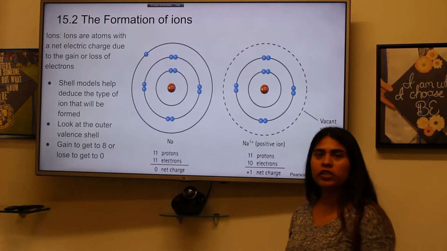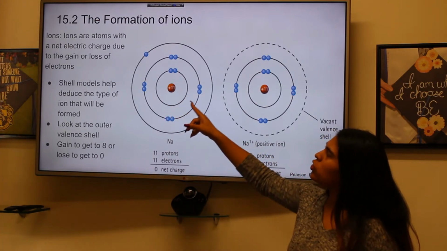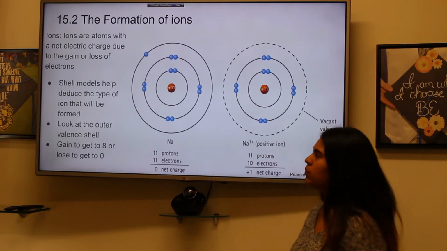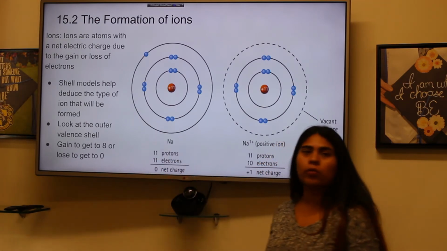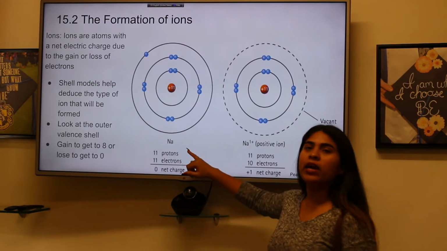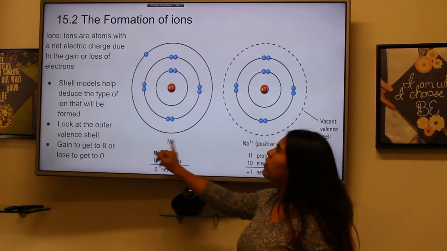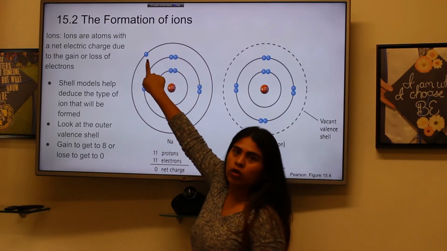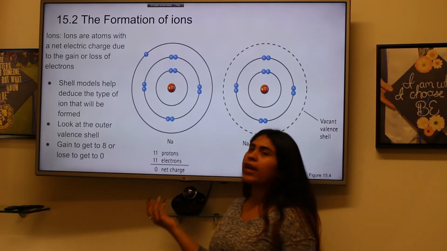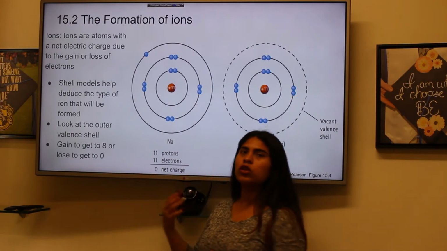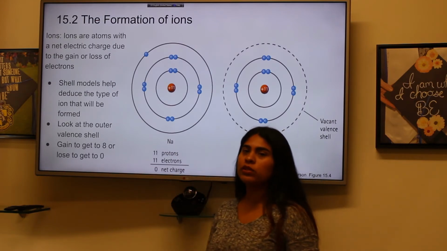Here we will look at the formation of ions. Ions are atoms with a net electric charge due to the gain or loss of an electron. When looking at shell models, it helps us decipher the type of ion that will be formed. Here we have sodium. When looking at sodium, you look at the outer valence shell and you realize it has 1 electron. And you have to think, is it easier for sodium to gain 7 electrons or to lose 1 electron? Atoms are lazy and they want to do what's easiest.